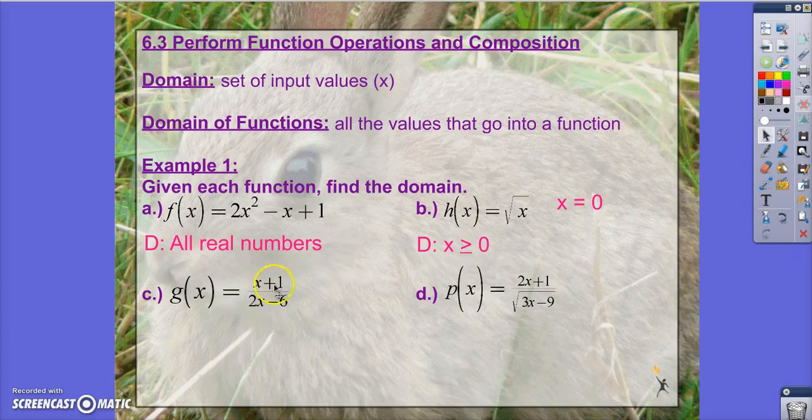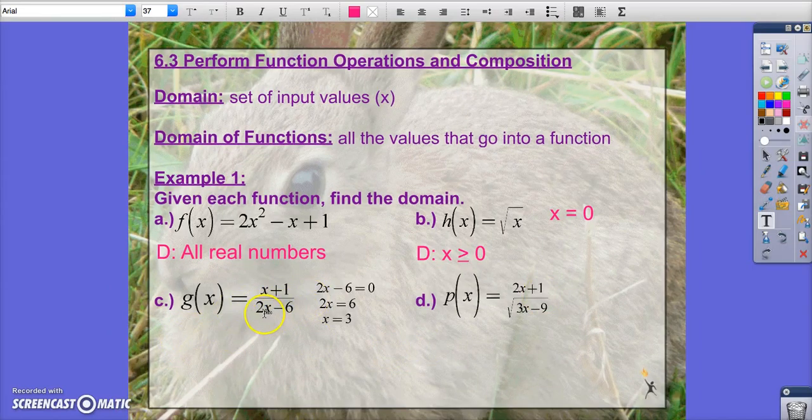Now, on letter C, what happens when it's a fraction? A fraction, what can the denominator not equal? The denominator cannot equal 0. So let's set it equal to 0. And off to the side, you're going to want to write this down. 2x minus 6 equals 0. 2x will equal 6. Divided by 2, x equals 3. All right.